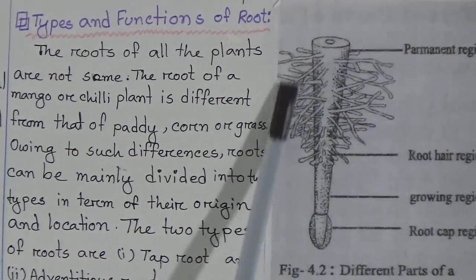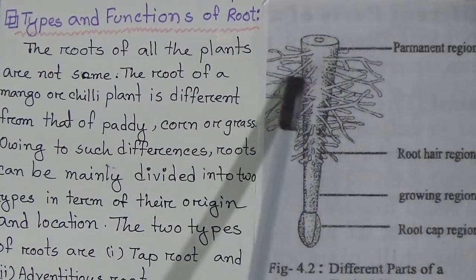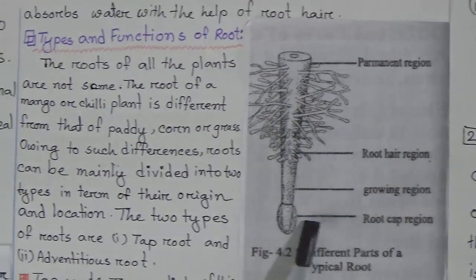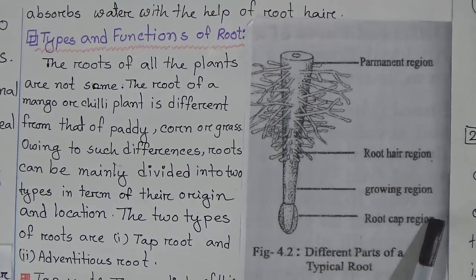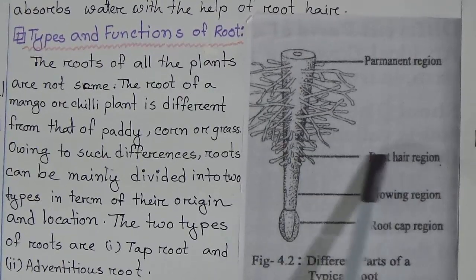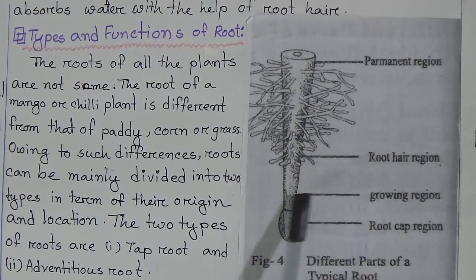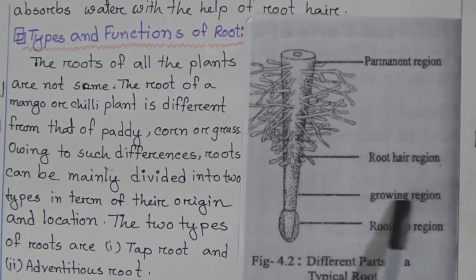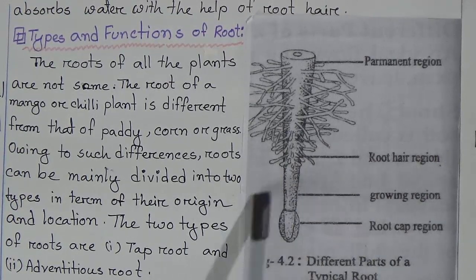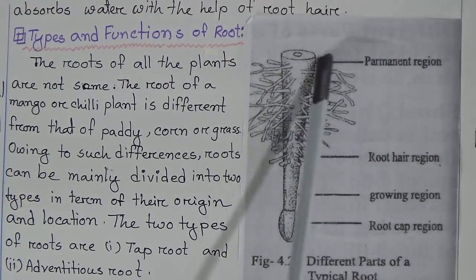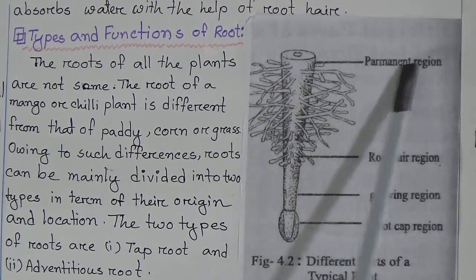Now students, look at the figure of the root. This is a root. This part is called root cap region and this part is called root hair region. And this is the growing region, that means growth occurs here, and this part is called permanent region.